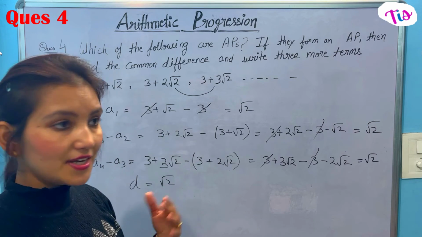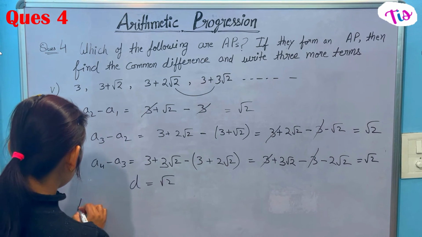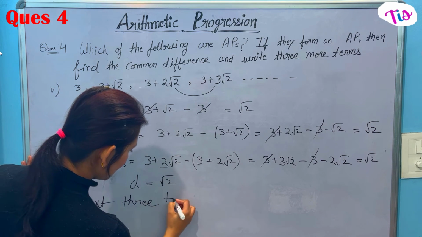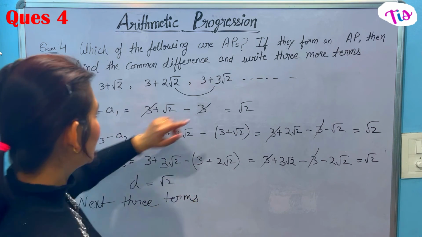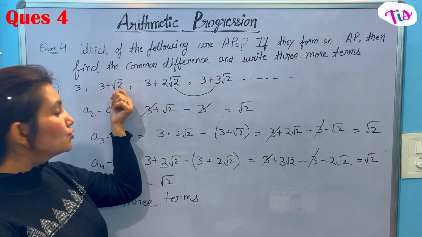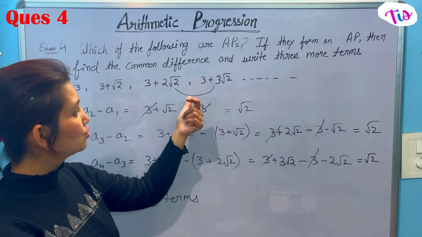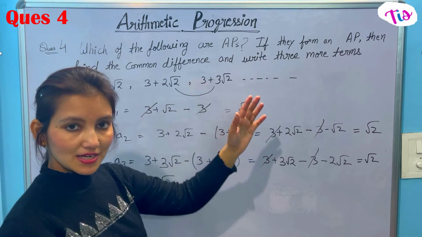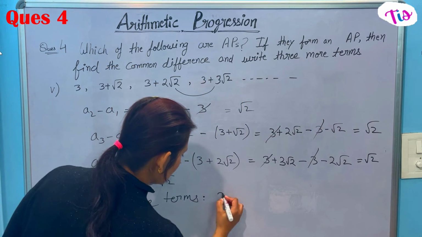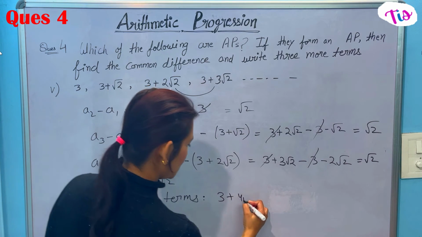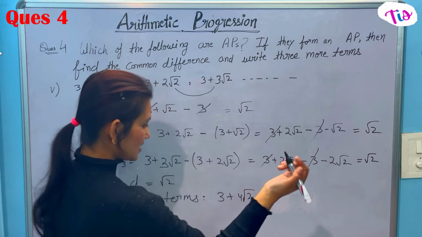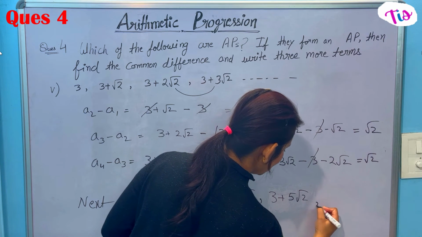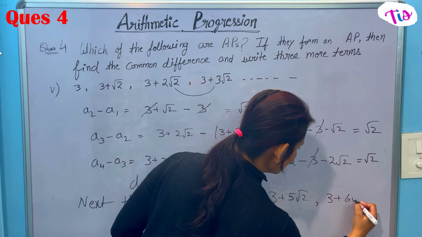Okay, now we need to find out the next three terms. So what will be the next three terms? Root 2, plus root 2, plus 2 root 2, plus 3 root 2. Okay, so what will be the next term? 3 plus 4 root 2. Next term would be 3 plus 5 root 2, and the next term would be 3 plus 6 root 2.